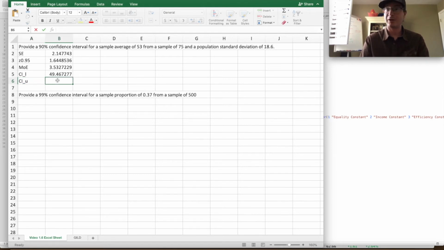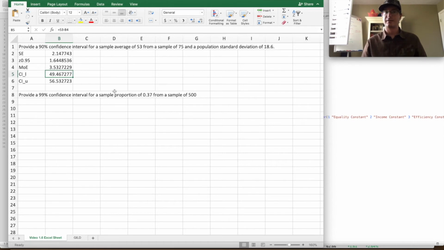For the upper bound of the confidence interval is 53 plus my margin of error. Oops, I forgot to do equals. So equals 53 plus my margin of error right here. So that is our confidence interval.